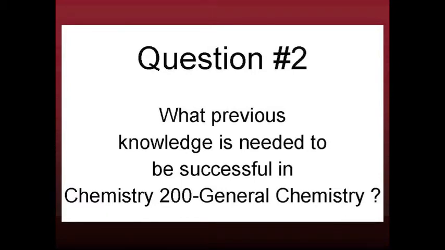What previous knowledge is needed to be successful in Chemistry 200? In order to be successful in Chemistry 200, you have to be able to apply all your knowledge from Chemistry 152. The problem-solving strategies that are used in Chemistry 152 are the same for Chemistry 200. There are some topics that are essential for Chemistry 200. The first topic is dimensional analysis. Almost every problem can be solved using dimensional analysis and looking at the right units.